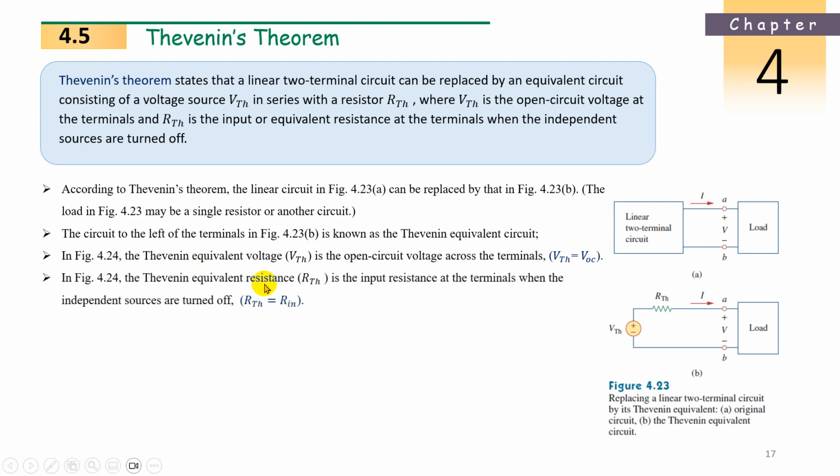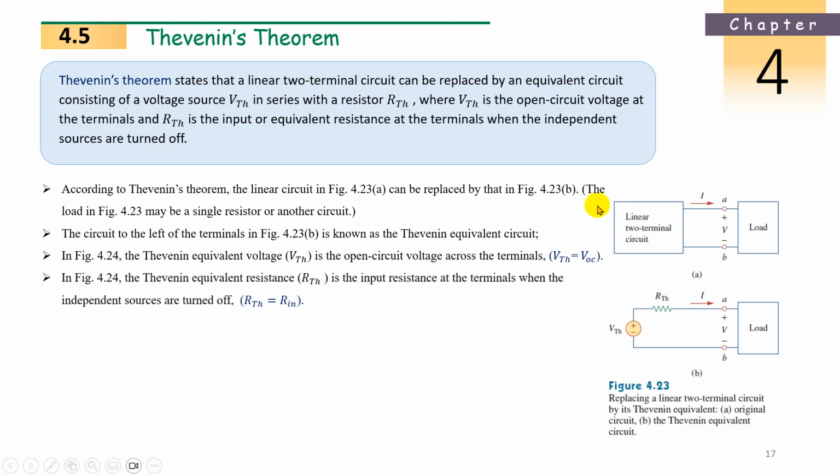In the figure, what is the Thevenin equivalent resistance? It is nothing but the input resistance at the terminals when the independent sources are turned off. That is, RTH is equal to Rin. What it means is we just have to remove that load and look from the right side to the left side and check what circuit is behind this linear two-terminal circuit between terminals A and B. On the left side, we check whether any independent sources are there, like a voltage source or current source. If a voltage source is there, we short circuit it. If a current source is there, we open circuit it.